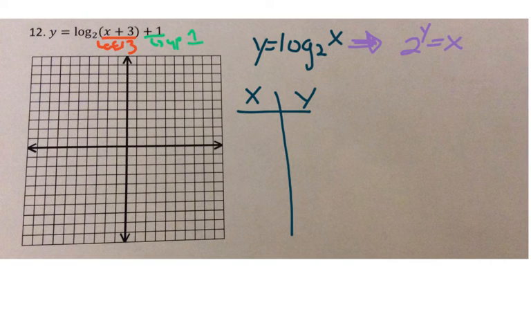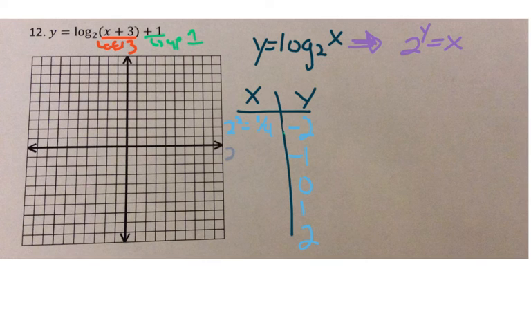So we pick our y values. So when I pick my y values, we pick -2, -1, 0, 1, and 2. And I plug them in for y to get my x's. I plug in -2. This is 2 to the -2, which is 1/4. I don't know if you guys can see this color very well.